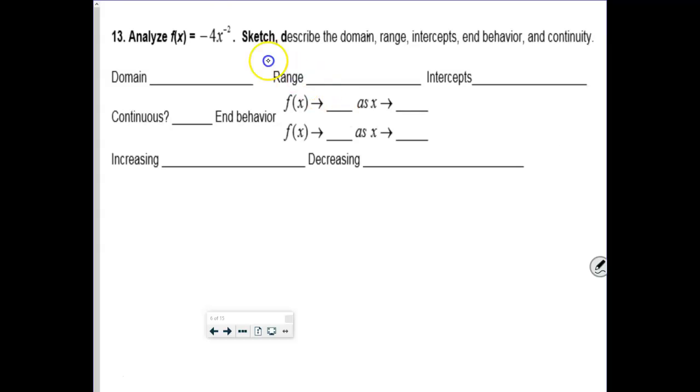This will also be on your test tomorrow. So this function, maybe you don't know what it looks like. Sometimes I don't know what it looks like, so I had to cheat and peek at my key, and it looks like this. And you would be graphing it on your calculator.